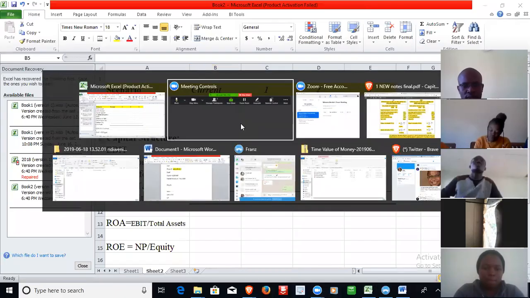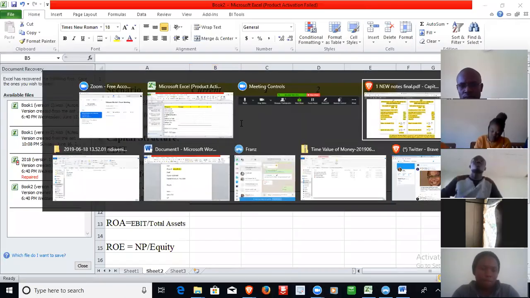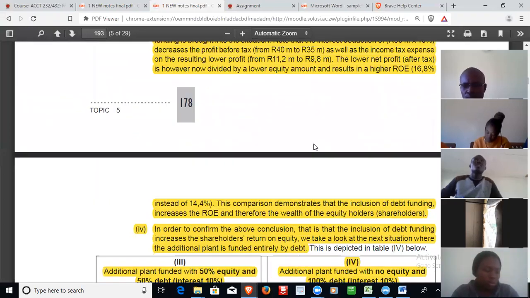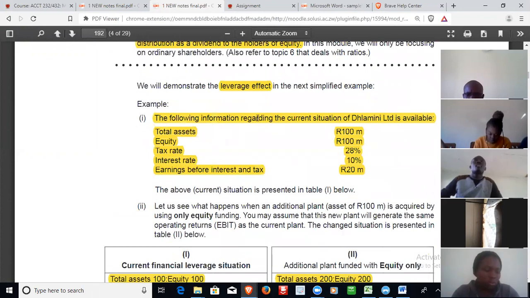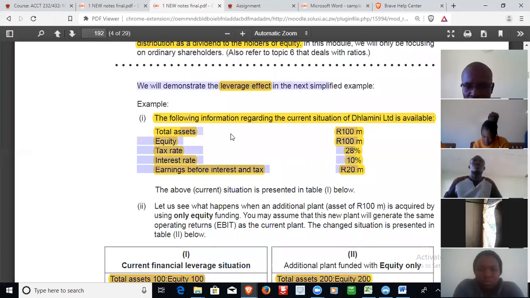Right? We're having this scenario. We are told we are going to use this example. The following information regarding Dlamini Limited is available. Total assets, that is what we are having. These are non-current assets, together. The total non-current assets amount to the tune of 100 million.